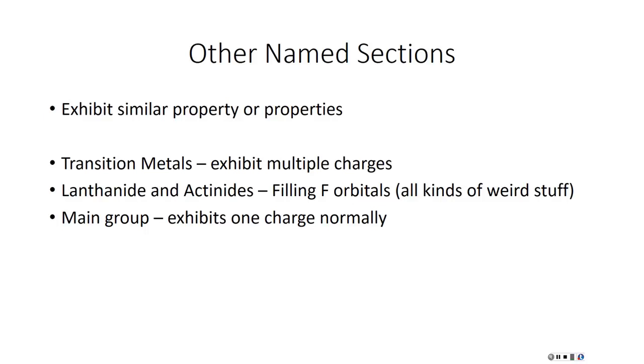Then down at the very bottom are the lanthanides and actinides. They're also called the rare earth elements, and these do all kinds of weird things. We won't get into why that is, but there are all kinds of interesting properties that can occur down in that bottom part. But again, this is just another way to break up the periodic table, talking about the various different sections of it.